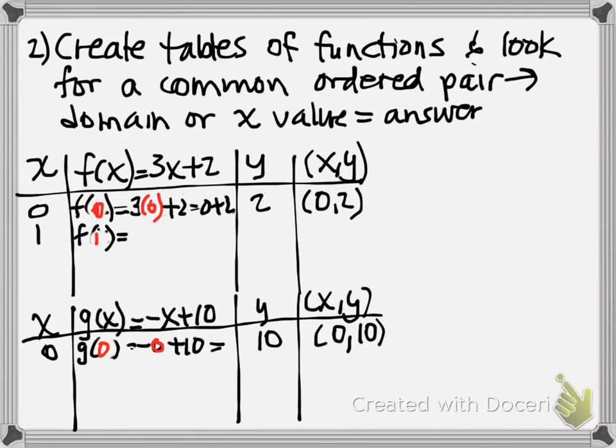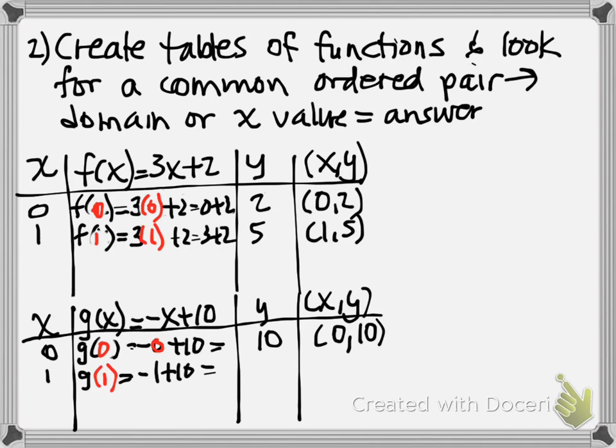And same thing here. Let's change this color. So now we're going to plug in 1. So we already did this one. It is 3 plus 2, which is 5, so we get 1, 5. So let's see what we get down here when we plug in 1. And that's going to equal negative 1 plus 10, which is going to give us 9. And that's not a match.